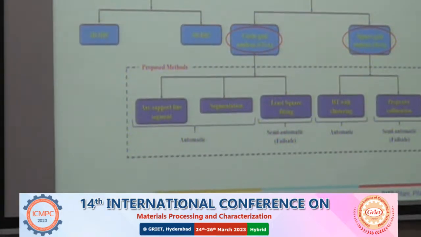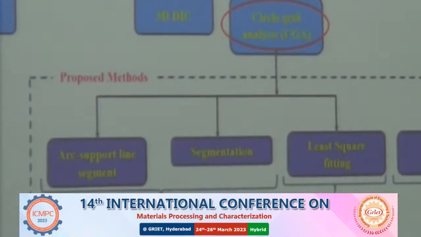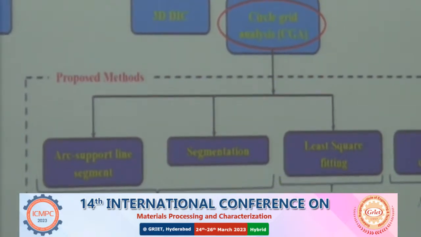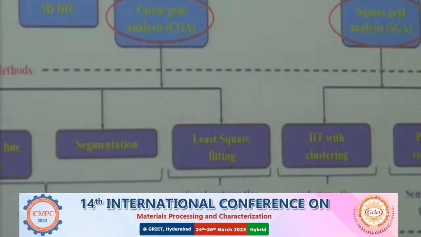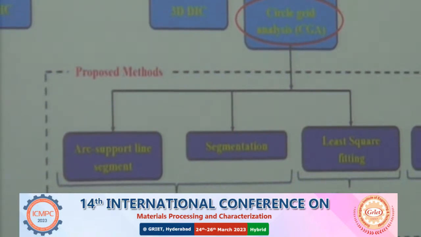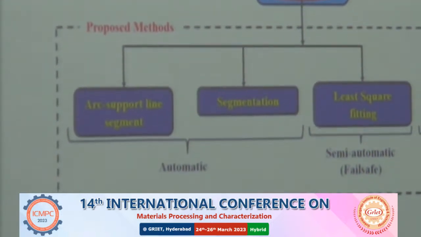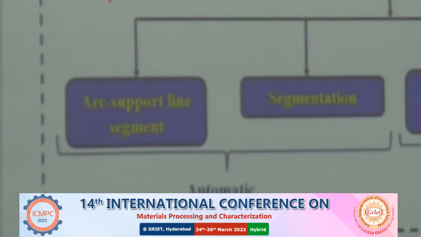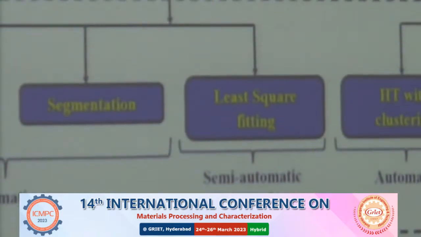And in single point strain analysis, as we have just seen, we apply the grid and try to evaluate the strains. In this, we use either a circular grid or a square grid. For circle grid analysis, we proposed three different algorithms. One is the arc support line segment algorithm, which people developed for detecting defects in PCBs, elliptical defects. So we try to use that algorithm for measuring the ellipse dimensions to evaluate the strains. After that, another segmentation method, and a third one is least square fitting.